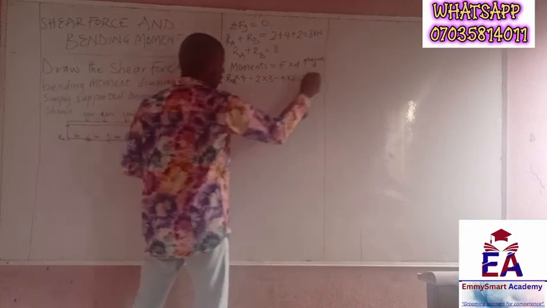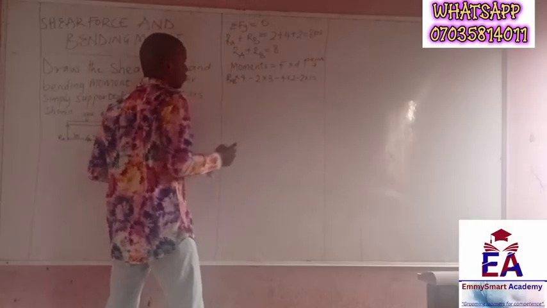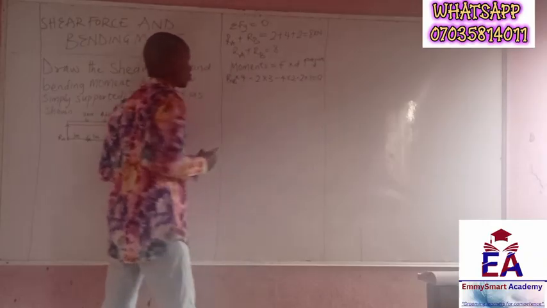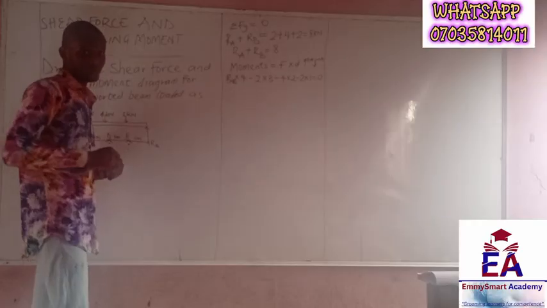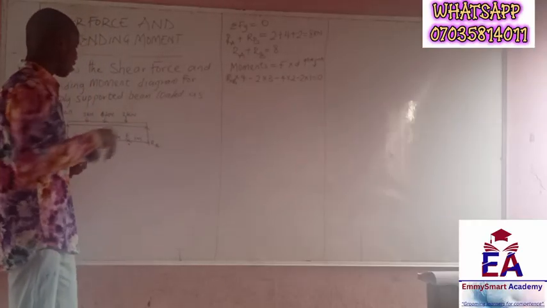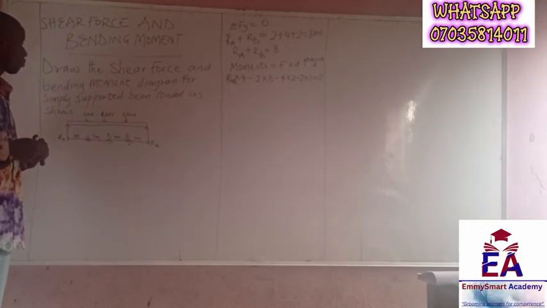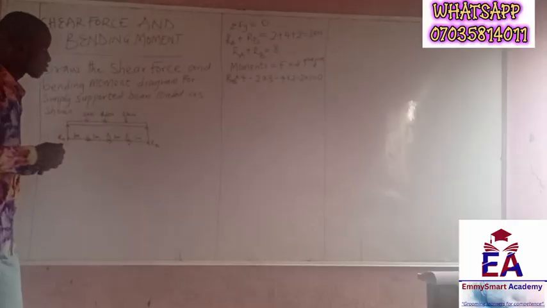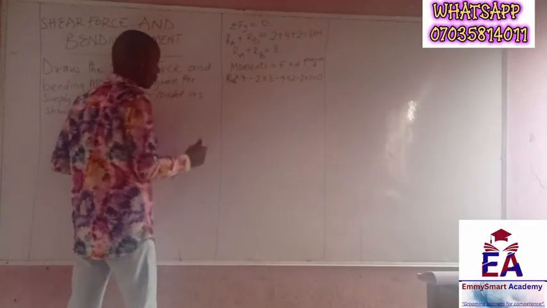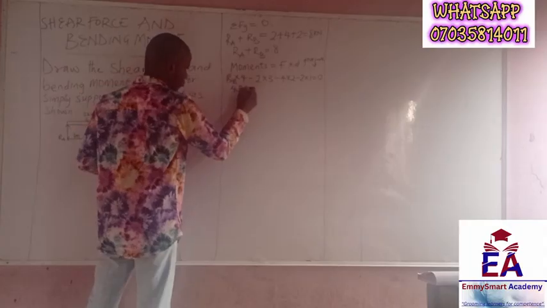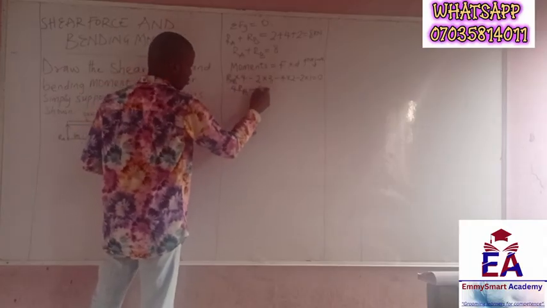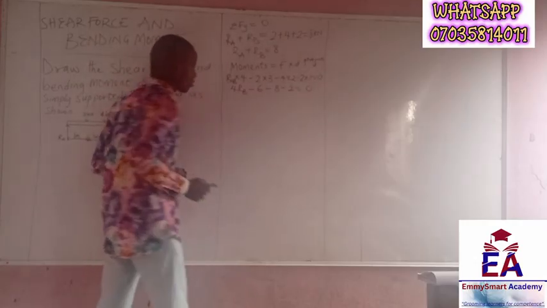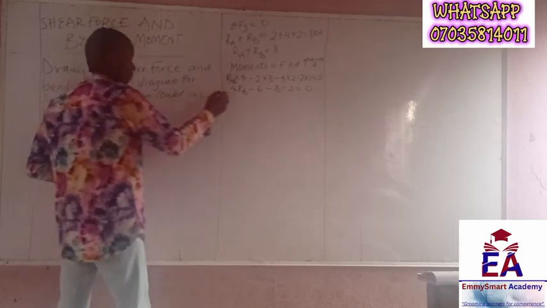So we said it's equal to what? It's equal to 0. So moment about a point is equal to 0. Same thing we said as what? Summation of all vertical forces equal to 0. Okay, so what are we going to have here now? We have 4 RB minus 6 minus 8 minus 2 equal to 0.